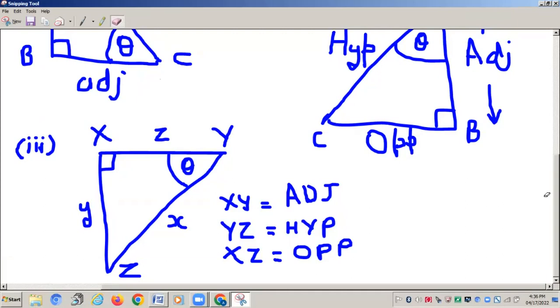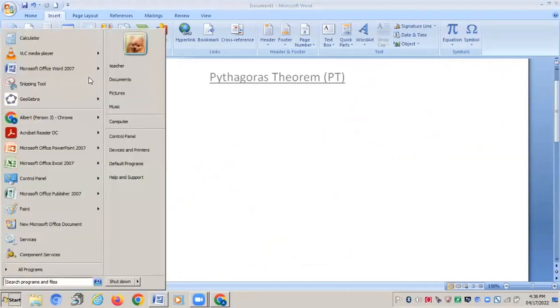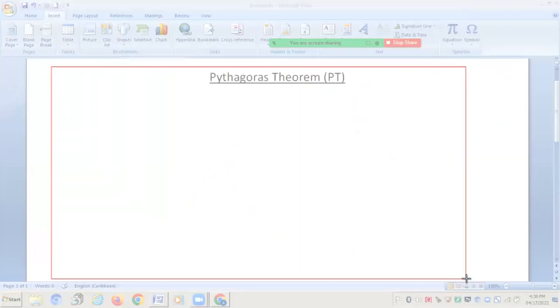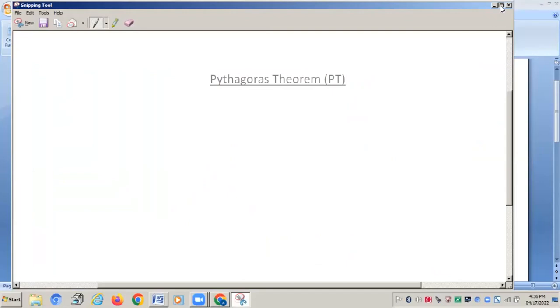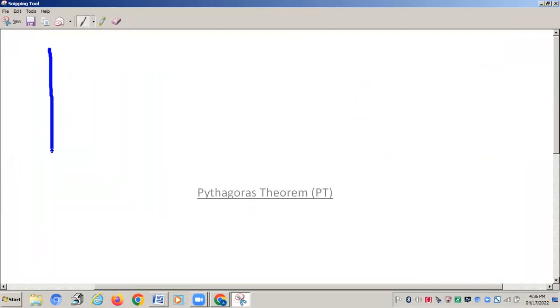All right, let us get to Mr. Pythagoras and hear what he has to talk about. Very important in mathematics and in construction, believe it or not. Now, this is what he said. If you have a right angle triangle, let's call this side C, let's call it side A, and let's call it side B.